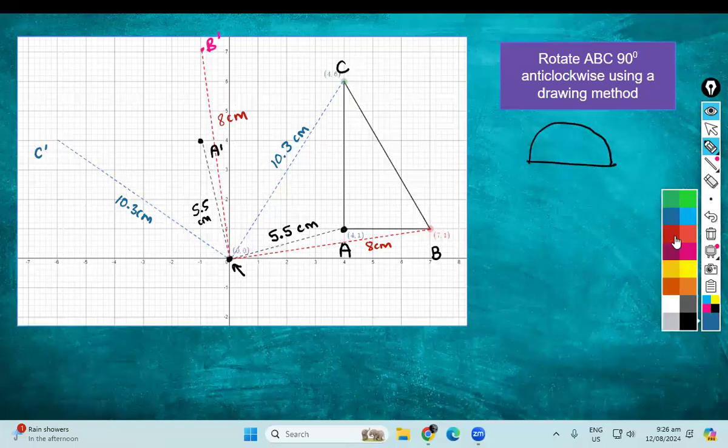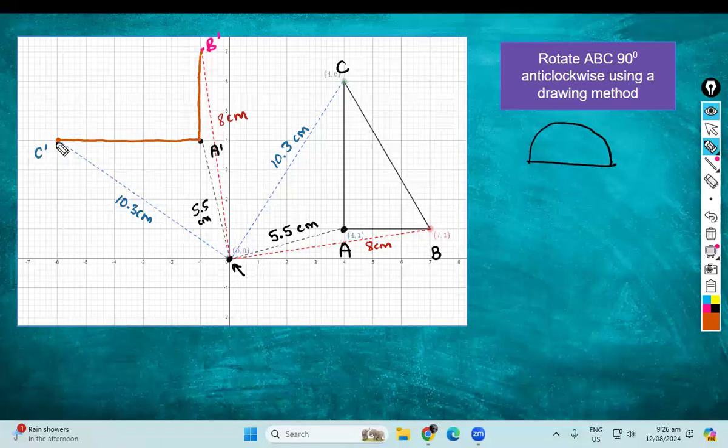And if you take your ruler and connect all three new points, it will look like the triangle got rotated by 90 degrees anti-clockwise.